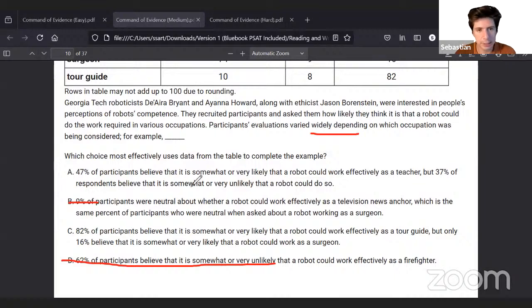And then A, 47% of participants believe that it's somewhat or very likely that a robot could work effectively as a teacher, but 37% believe that it's somewhat. Okay, so that one doesn't really work, right? So then it should be C, right? Because that's comparing across jobs. When you compare across jobs, you want that big difference because they're saying they vary widely, right? And we're going to go with C.